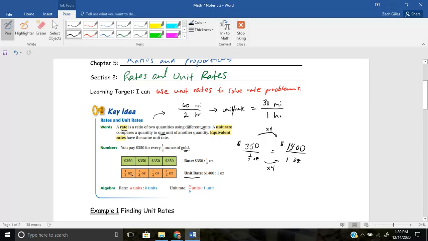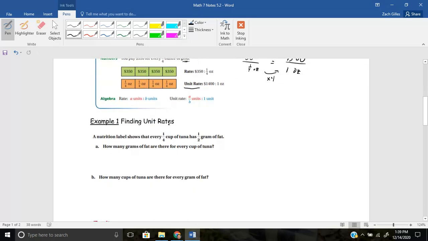Just a reminder, for a rate, you can write it using a colon, or you can write it in fraction form. So this is a rate, and this is also a rate. Notice how one is written using a colon, and one is written in fraction form. All right, so we have rates and unit rates. We'll get some practice with those here, this section.